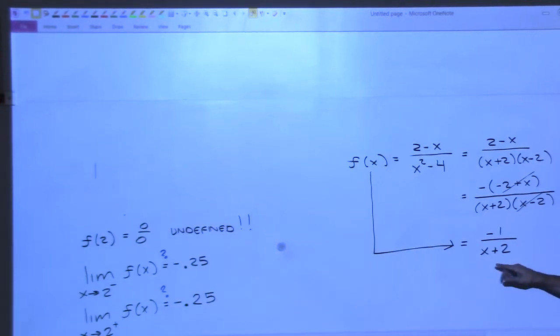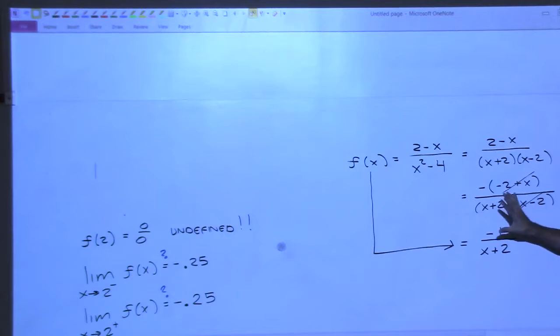What happens when you plug 2 into this? You get negative 1/4, which is negative 0.25, right? Which matches the answer we just got, doesn't it? So this is actually where we're headed. We're going to have to manipulate functions to the point that we can get this to happen.